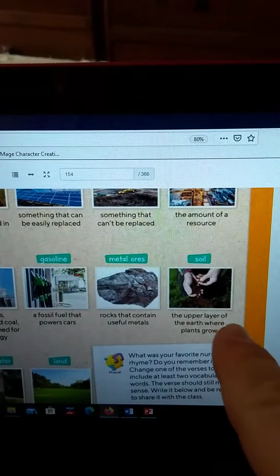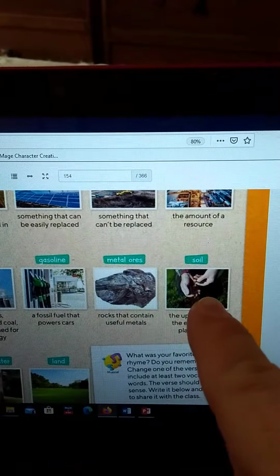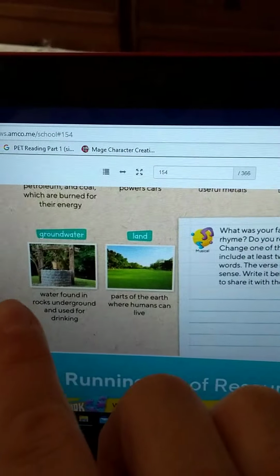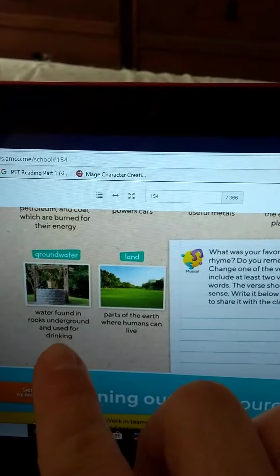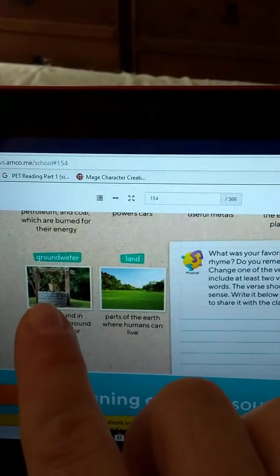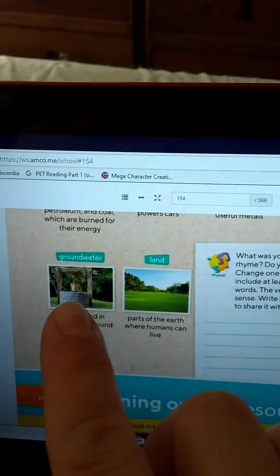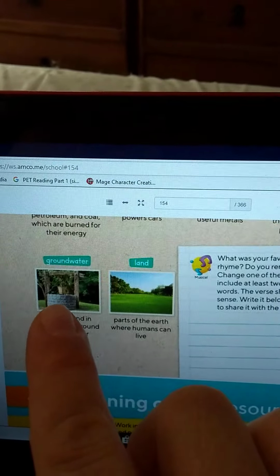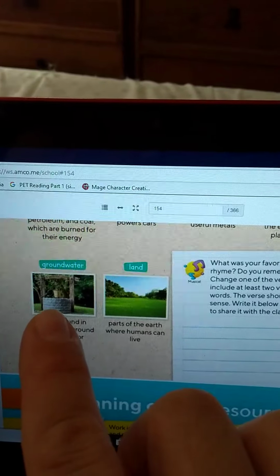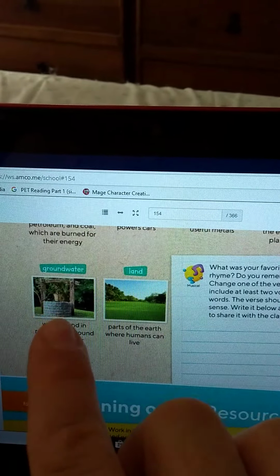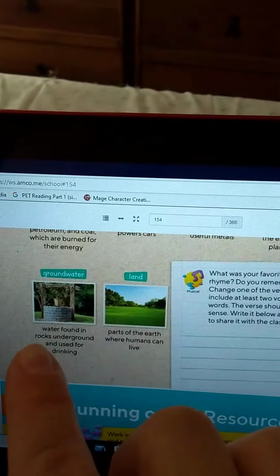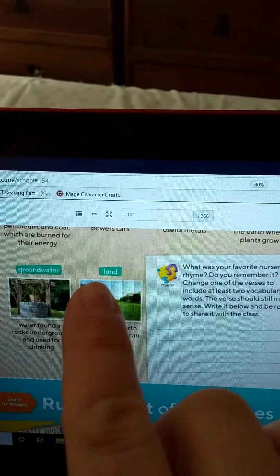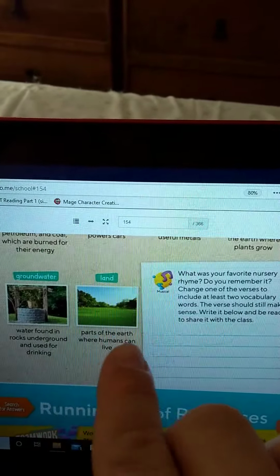Soil, the upper layer of the earth where plants grow. Okay, we know what soil is. Some of you play with it. Groundwater, water found in rocks underground, used for drinking. A long time ago they used wells and only wells. Today we still have wells, but they are bigger and proper, so the water can go to your faucet in your kitchen or in your bathroom. Okay, but this is a well and it's taking out groundwater. And land, parts of the earth where humans can live.